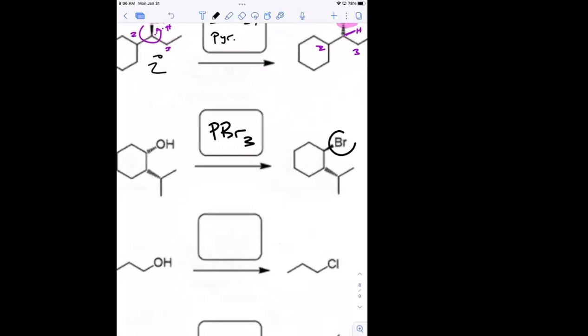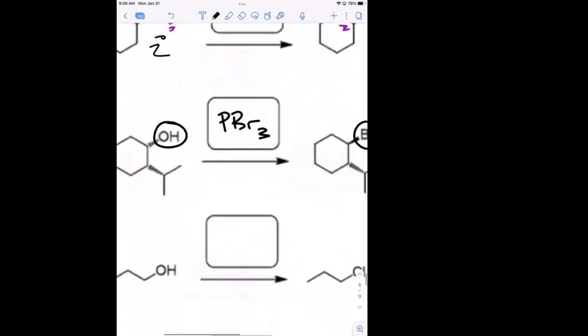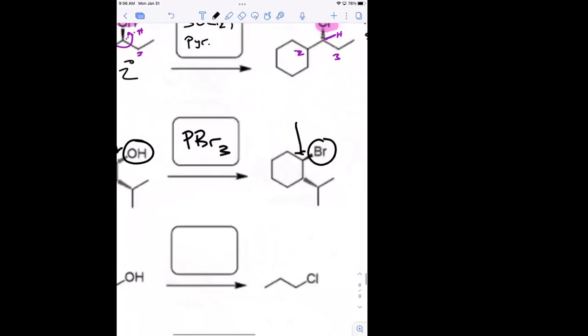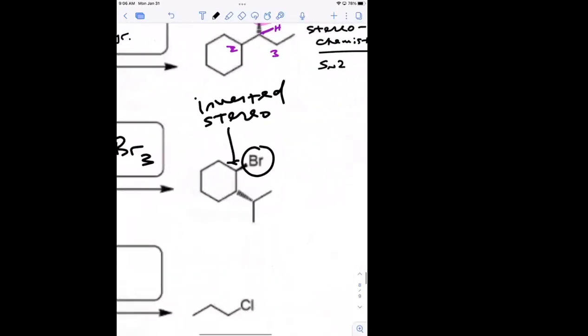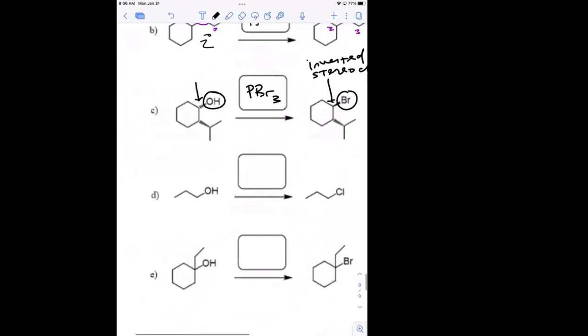You're looking to swap out the hydroxyl for bromine, and again, you can see the stereochemistry is inverted, which means that this also went through an SN2 type mechanism. What about D?